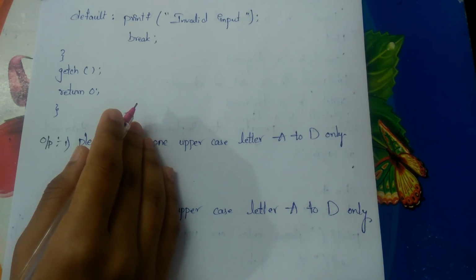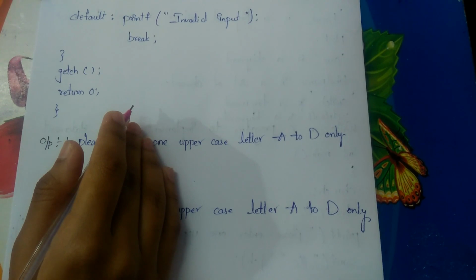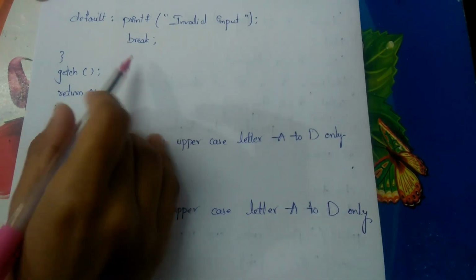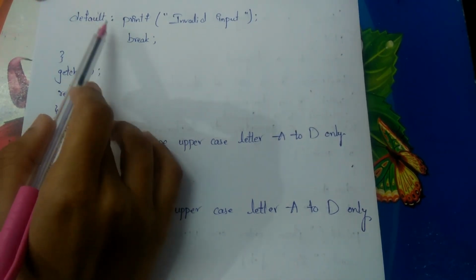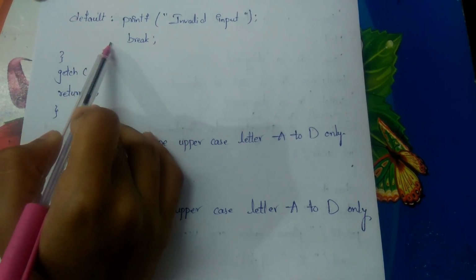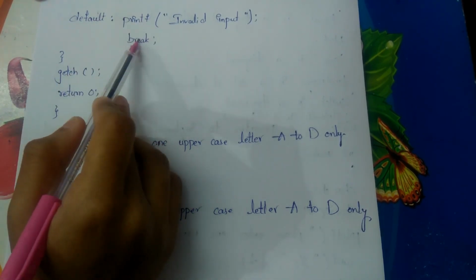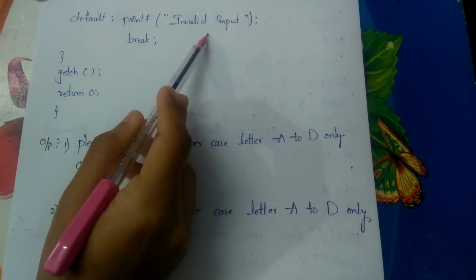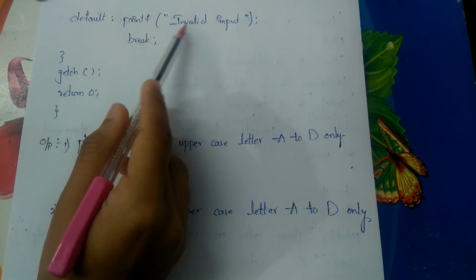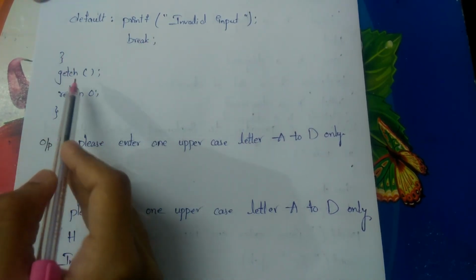A, B, C, D, which are used after the case keyword, are called label names, and that depends on the user. Now after writing all the cases, we have the default one. If the user enters a character other than A, B, C, D, then this default statement will be printed. In default, compulsorily we have to write one statement. I am writing the statement as invalid input, and after this break and close the switch. Then getch and return 0.